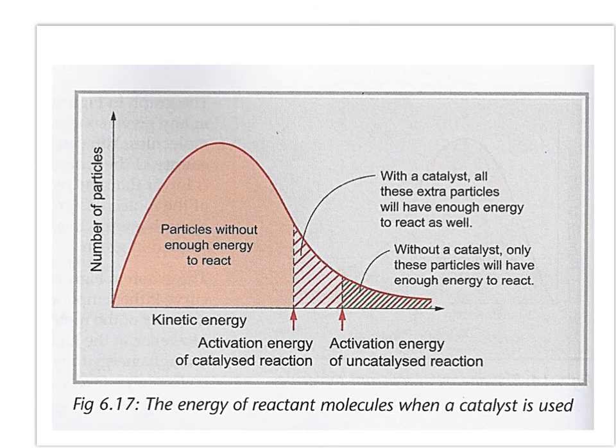In this graph, we can see the effect of adding a catalyst to the reaction. Without a catalyst, only these particles under the graph have enough energy to collide effectively. By adding a catalyst, we lower the activation energy and therefore we increase the area under the graph that indicates there are now more particles that have energy greater than the activation energy, and therefore the number of effective collisions has increased.